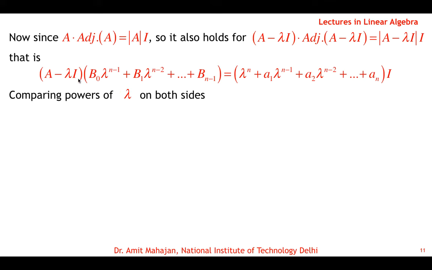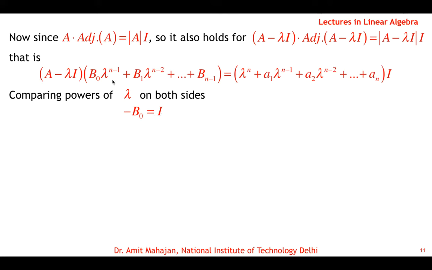So comparing both sides for the powers of lambda, you see that on the left hand side lambda power n will be made from the product of these two terms, so the coefficient is minus B naught for lambda power n, and on this side lambda power n coefficient is identity, so minus of B naught must be equal to identity.